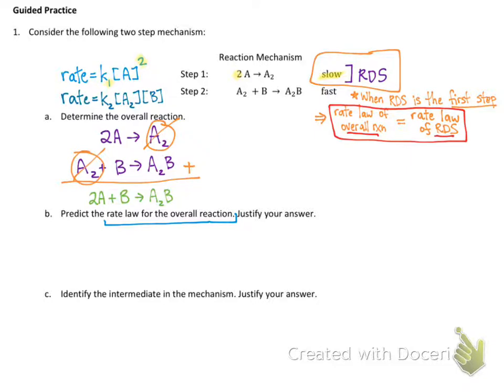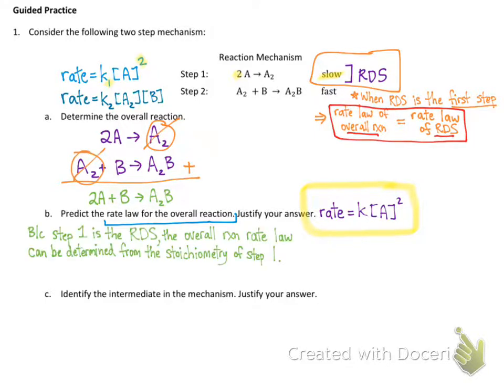So in our case, predicting the rate law, well, the rate determining step was the first step, so we can just predict the rate law based on that step alone. So I predict the rate law of the overall reaction will be this. Notice there's no little subscript anymore because now it's the overall reaction, so it's not just the first step. To justify it, you do have to identify that the first step is the rate determining step, so then we can use the stoichiometry to write the rate law. And justified.